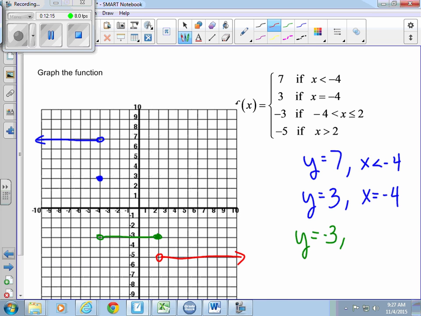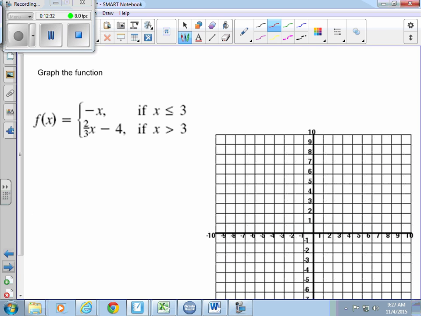The range would be pretty yucky on this. It would actually be y would be -5, -3, 3, and 7. Like it would just be those data points. That's not how we usually do it. This particular one's a strange range because it's just 4 points. Okay, this one's a little different.